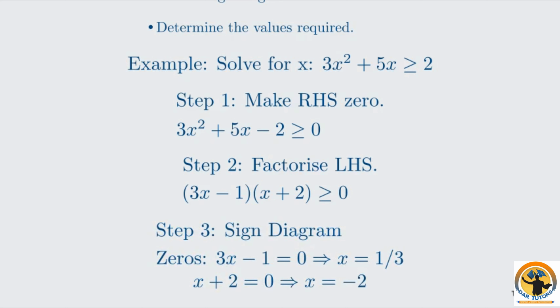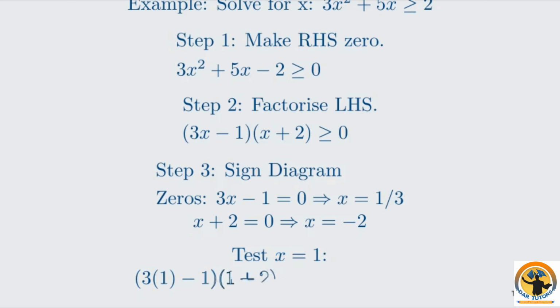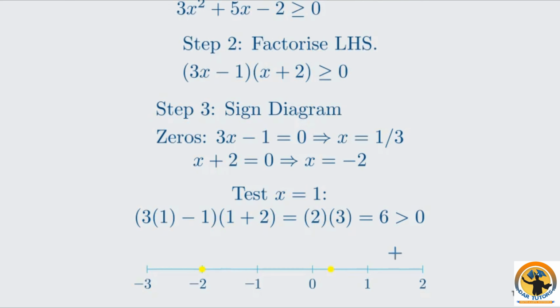Let's pick a test value in the interval x greater than 1/3, for instance, x equal 1. Plugging x equal 1 into our factored expression gives 2 times 3, which is 6. Since 6 is positive, we place a plus sign to the right of 1/3. Because all the factors are single, the signs will alternate. So, the interval between -2 and 1/3 is negative, and the interval to the left of -2 is positive. Here is our completed sign diagram. Positive, negative, positive.